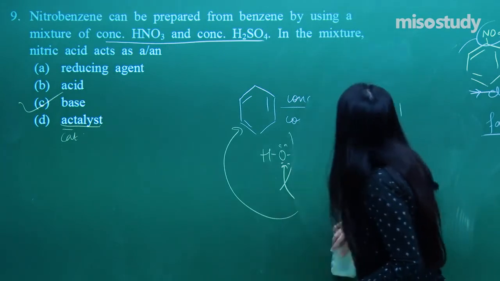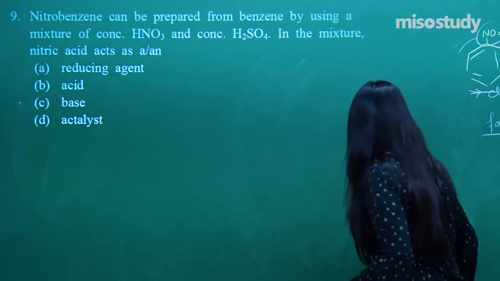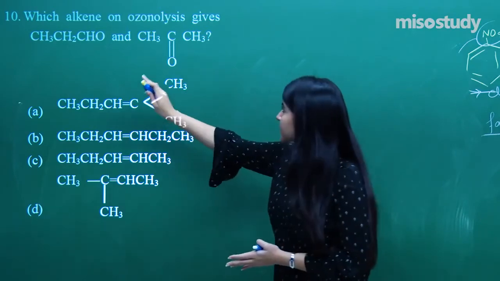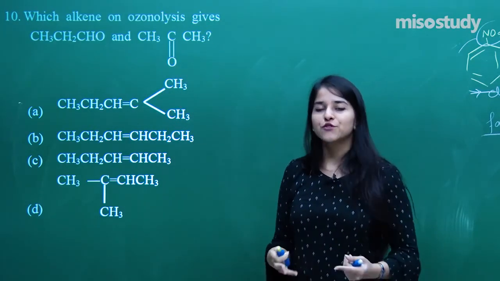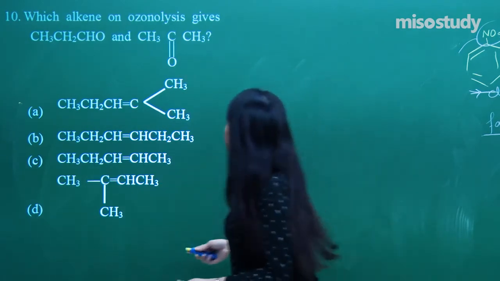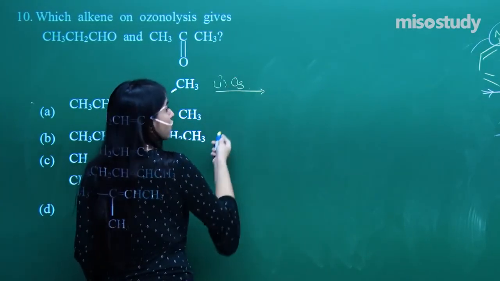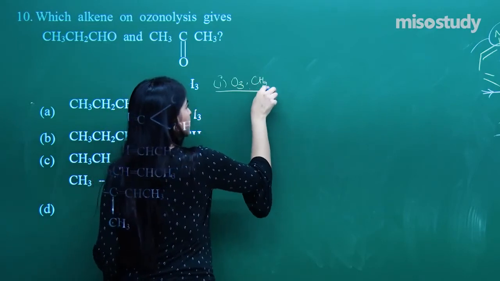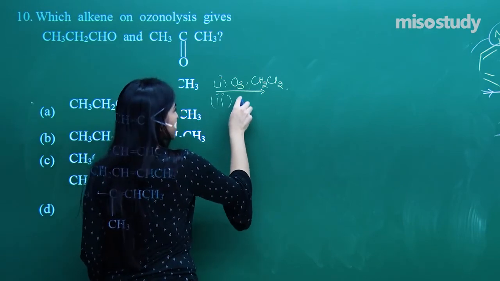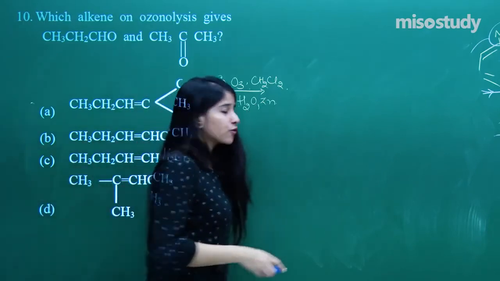So again and again I am telling you, you need to have a proper hold over the mechanisms, especially for organic chemistry. The last question now: which alkene on ozonolysis gives the given products? It's a super easy question, you just need to perform the ozonolysis. In each and every option, let us try to perform the ozonolysis. What is ozonolysis basically? Reacting with ozone, the allotrope of oxygen, in the presence of, let us say, CH2Cl2, followed by reduction. The reduction is H2O/Zn. You need these kinds of reagents for ozonolysis.